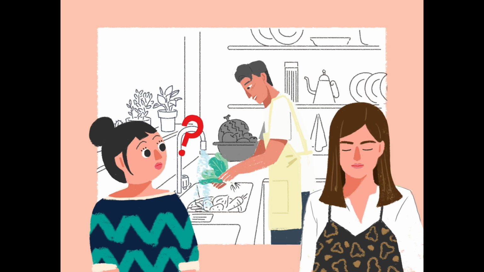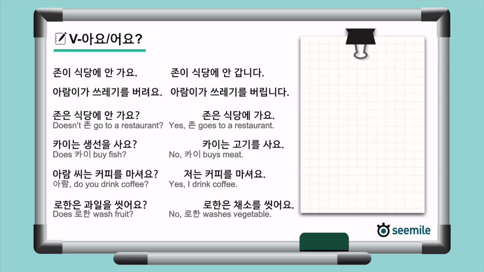아니요. 로하는 채소를 씻어요. When speaking informally, you don't need to change any words in order to transform a declarative sentence into an interrogative form, just the intonation. If you give the falling tone at the end of the sentence, like 존이 식당에 안 가요, it remains a normal declarative sentence. On the other hand, if you give the rising tone at the end of the sentence like 존이 식당에 안 가요? Korean listeners will naturally understand that it's a question.